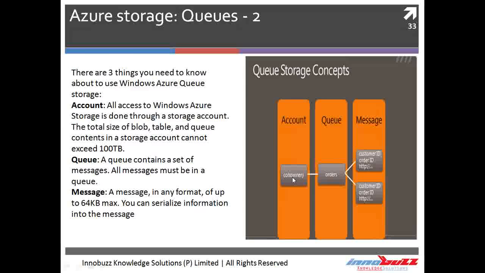So you see from here, then to orders, then to different messages. So you can see how the flow is going with it. So I think the queues are clear.